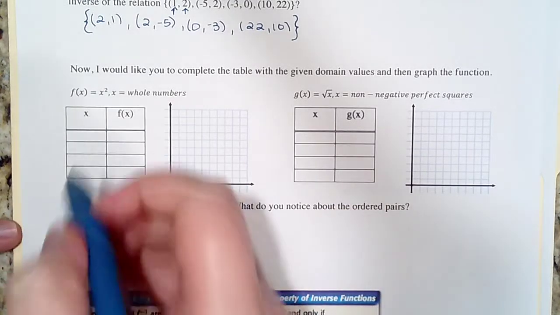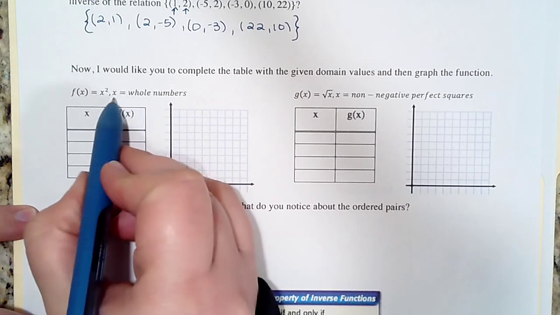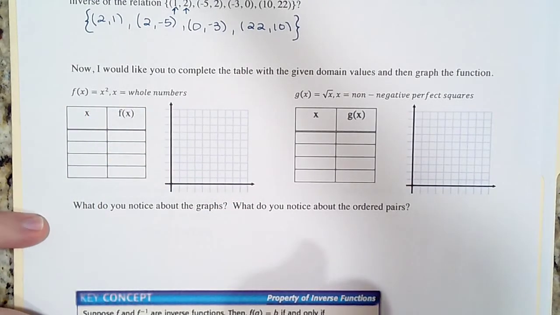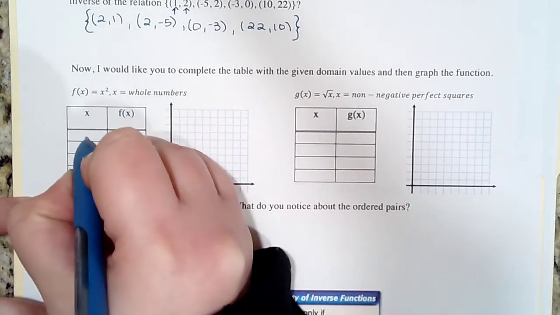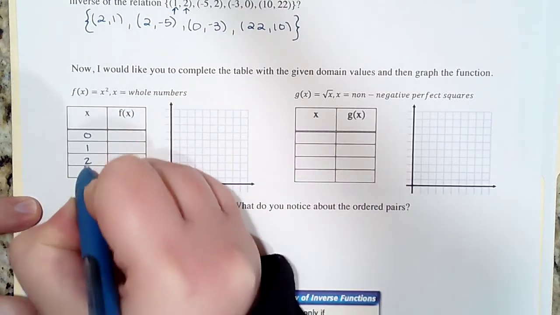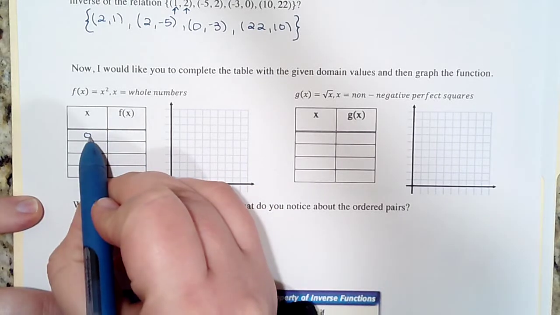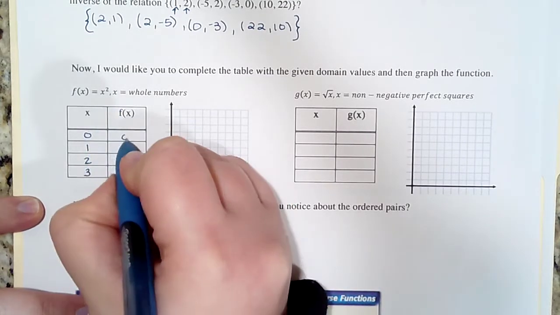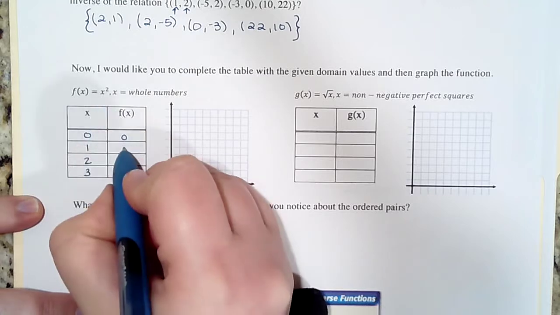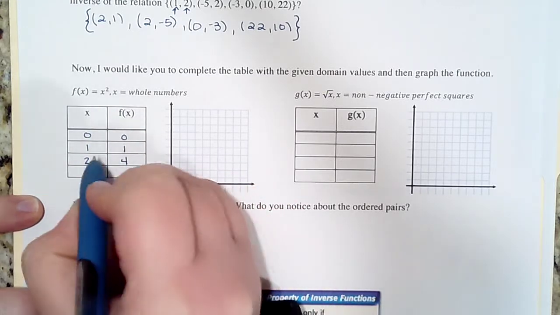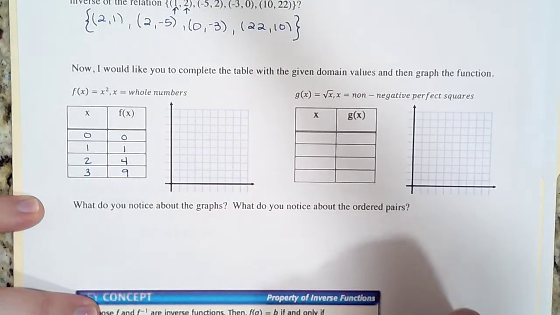So with this first one, if we're looking at the function f of x equals x squared, where x is whole numbers, it doesn't really matter what we choose as long as there's no fractions involved. So I'm going to do the really easy thing and just go 0, 1, 2, 3. And then I can just plug them into f of x. 0 squared, still 0. 1 squared, still 1. 2 squared becomes 4. And 3 squared becomes 9.